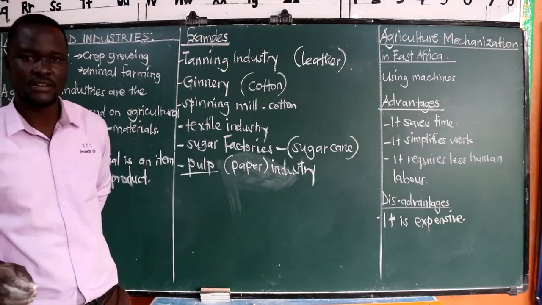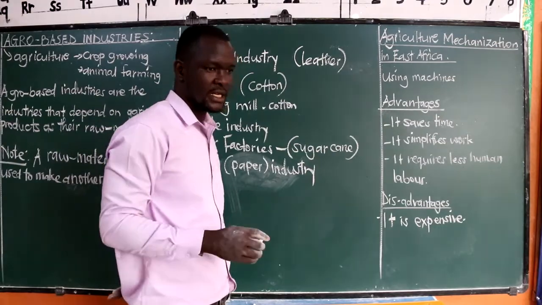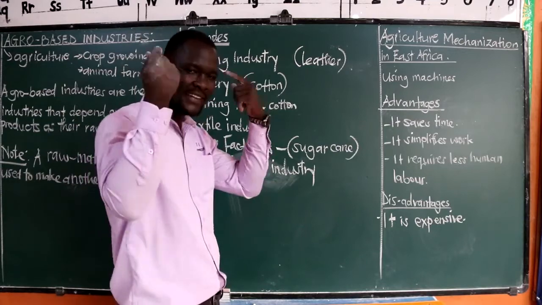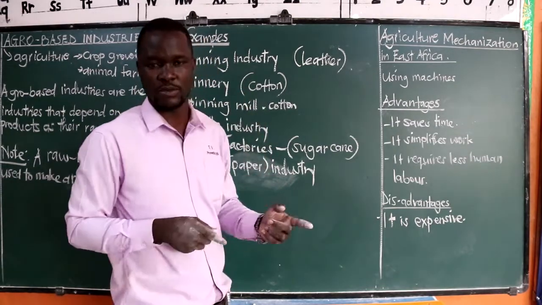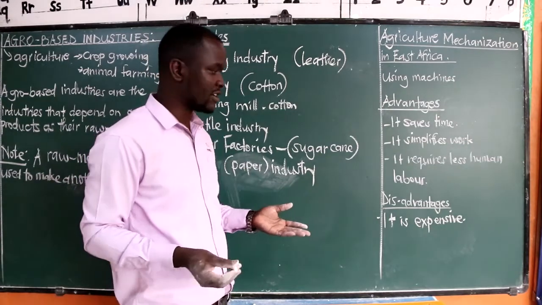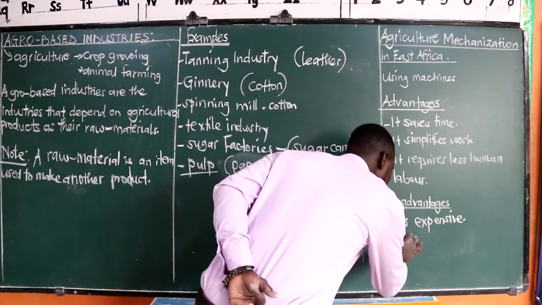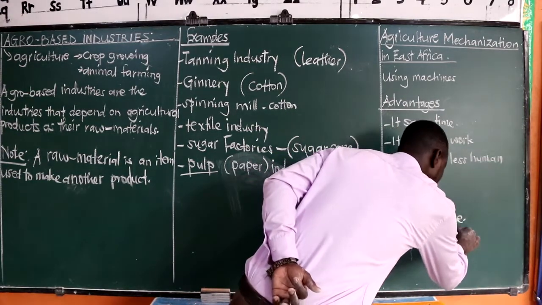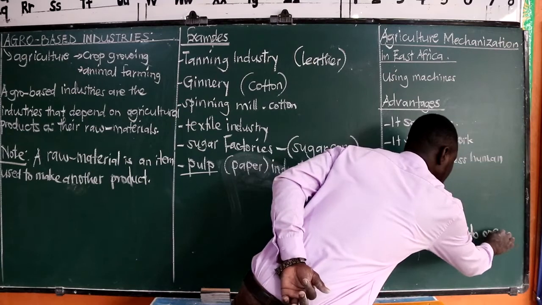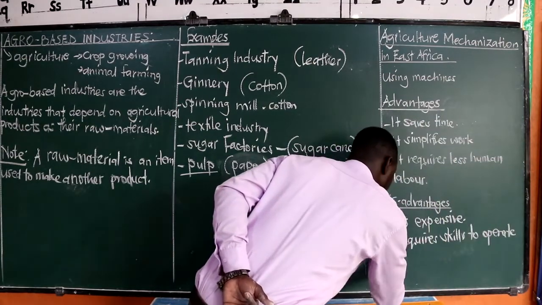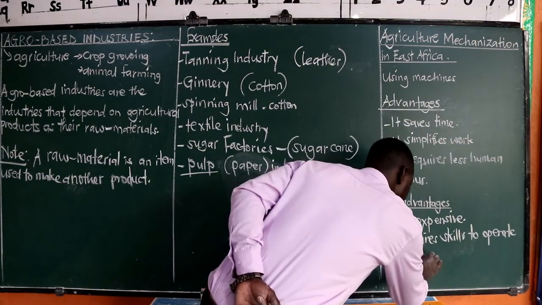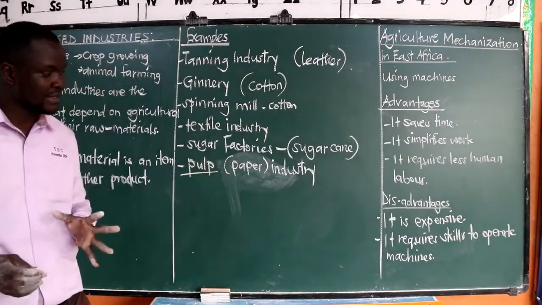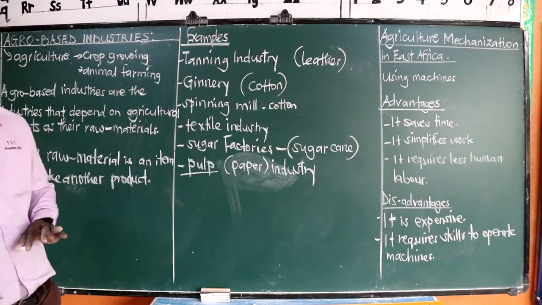Apart from being expensive, we also need to note that this type of farming requires skills. One should be able to have the skill, to have the knowledge of operating those machines. If not, then it cannot be possible. So we shall say it requires skills to operate machines. One should have the knowledge of operating or running these machines.